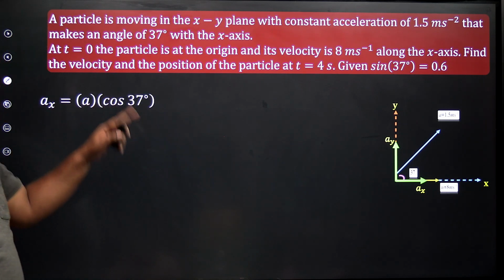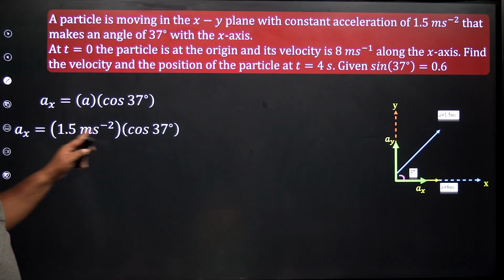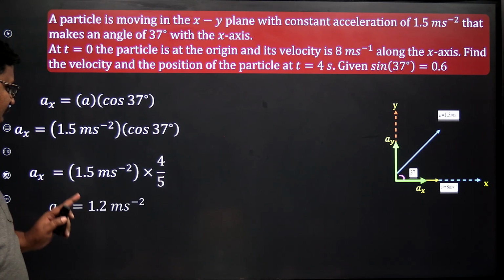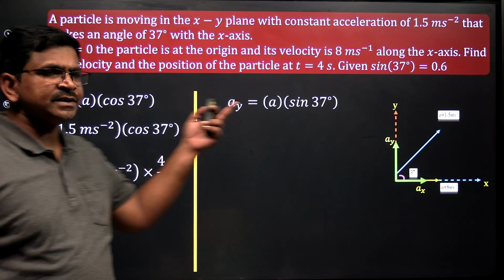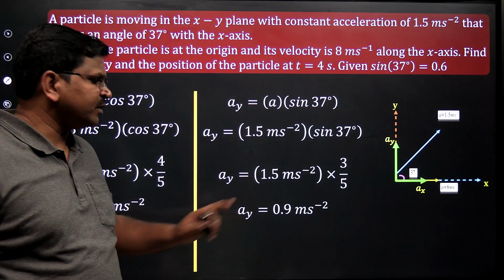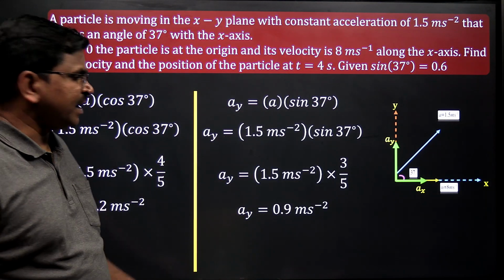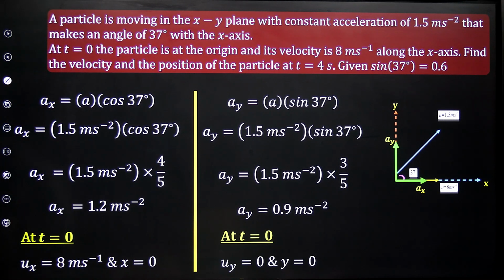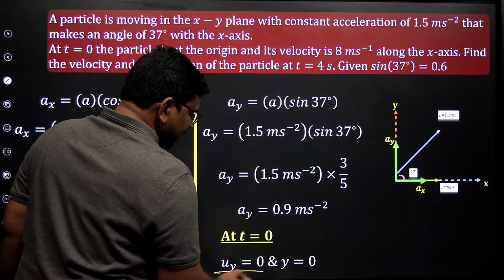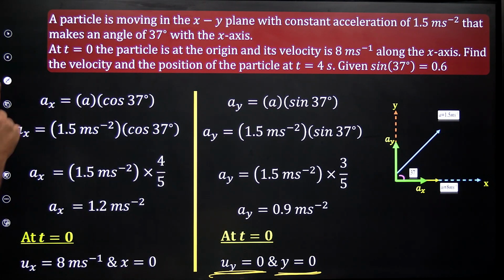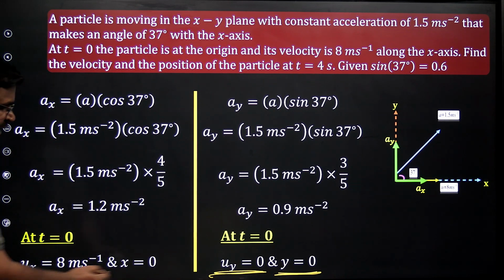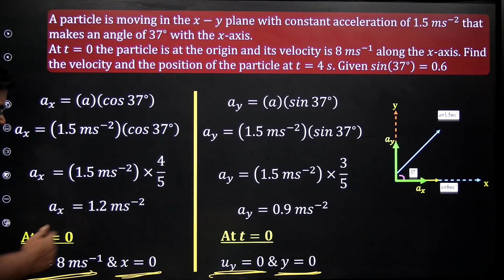By resolving a as ax and ay, just keep in mind that figure. Now ax is a cos 37. Just by simplifying this one, we are going to get the ax value as 1.2 meter per second square. And similarly ay, a sin 37, you are going to get 0.9 meter per second square. Simple idea. Now coming to the initial conditions in the problem, at t equal to 0, the initial velocity along the y-axis is 0 and the initial position is also 0 along the y-axis. And along the x-axis, the initial velocity is 8 meter per second and the initial position is 0.